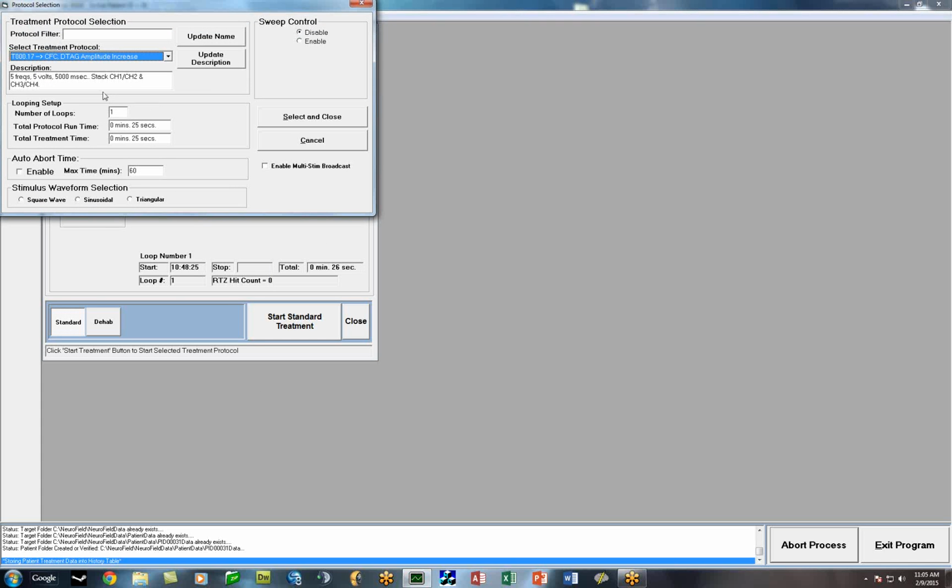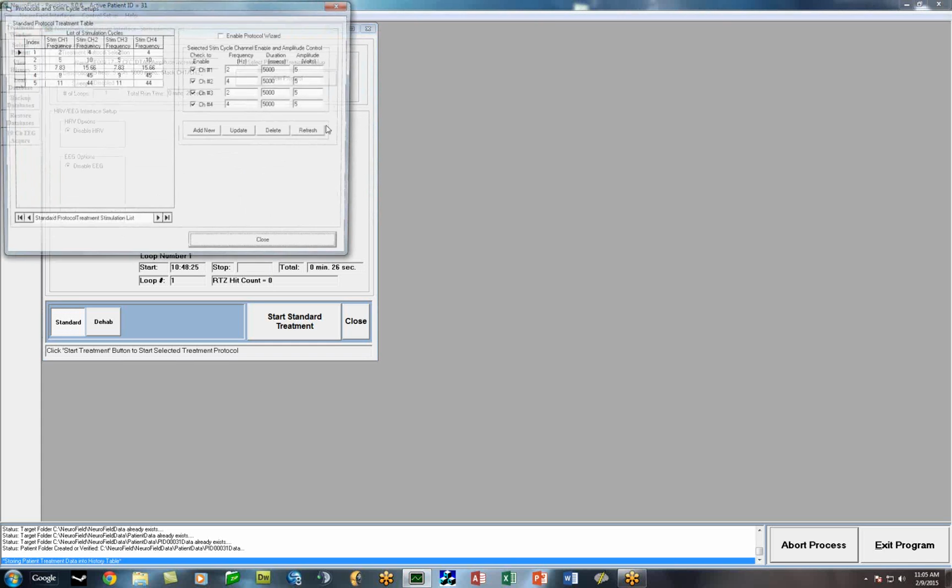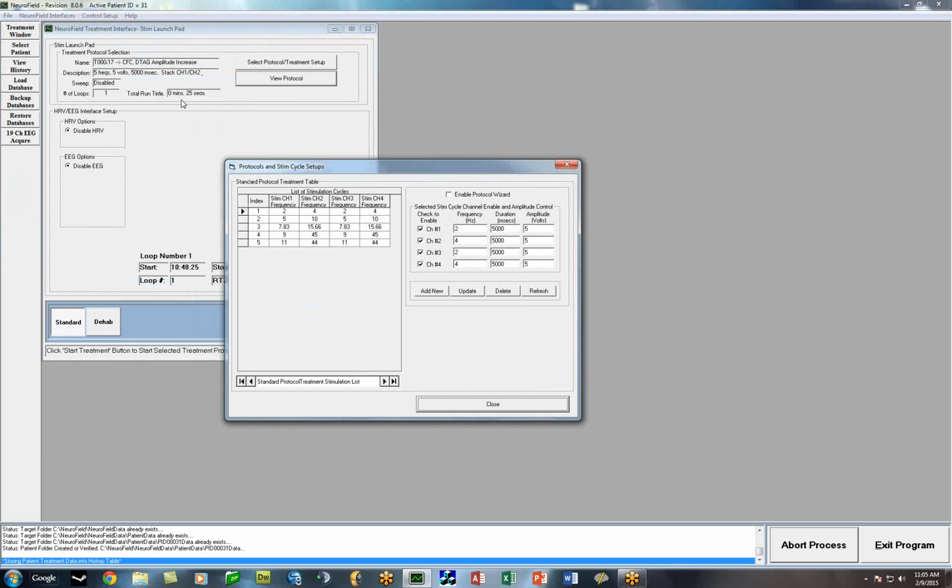D-tag. This was named Consciousness Rising by Tiff, but I had to change it because I did modify it a bit. What this does is it gives 5 different stim cycles there. You can see it starts with 2 and 4, 5 and 10, 7, 8, 3, 15, 6, 6, 9 and 45, and 11, 44.